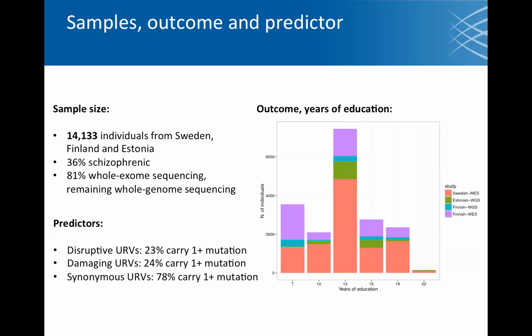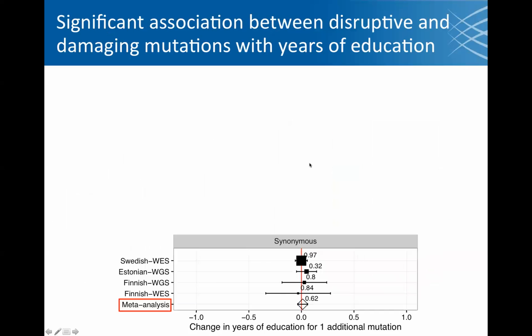Okay, so I'm going to show you some results. What we basically did was study the association of these three different scores, the burden of disrupting, damaging, and synonymous mutations, with years of education. So, a simple linear regression that associates these scores with this outcome. On this graph, I'm showing the change in years of education for one additional ultra-rare mutation. Here you have the different studies, and here you have the meta-analysis results. You can just focus on the meta-analysis result if you want. These numbers are the p-value, the point estimate, and the confidence intervals.